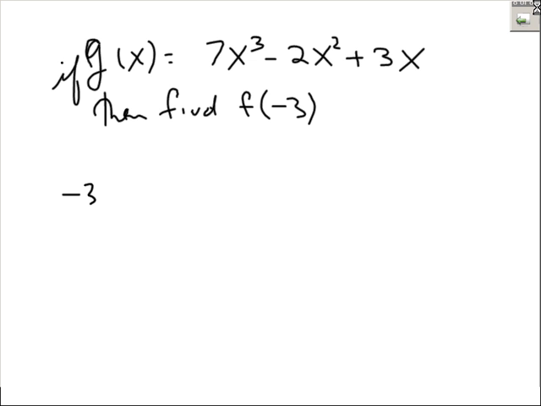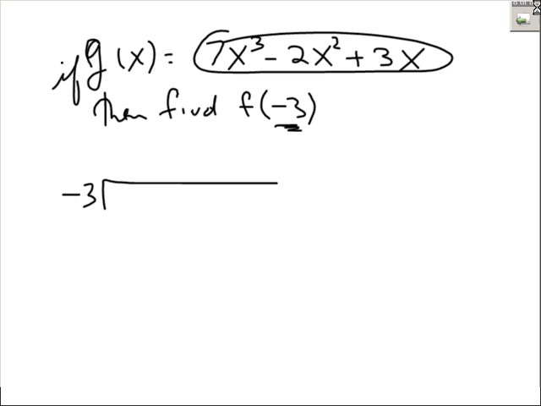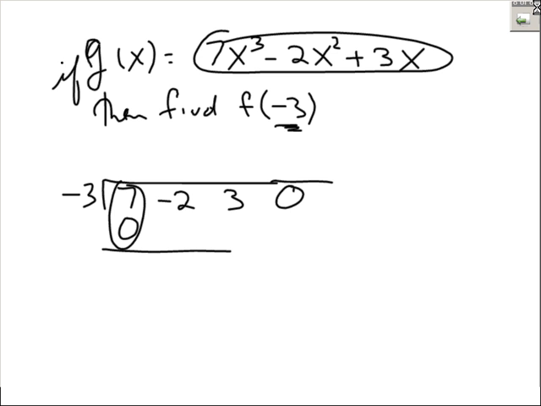Well, you put negative 3 in front, and then you put g of x under the bar. You can't miss terms. That is, g of x has 7x cubed. It has negative 2x squared. It has 3x, and the constant is 0. And I like to put 0 here. You add these two numbers, you get 7. You multiply, that's negative 21. You add, that's negative 23.